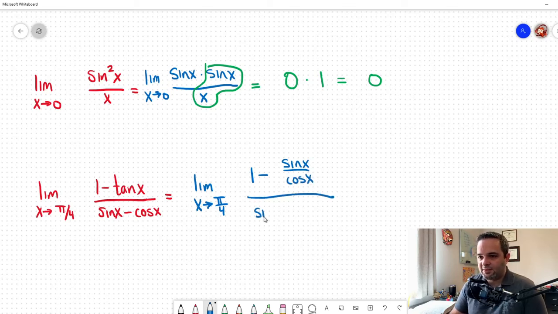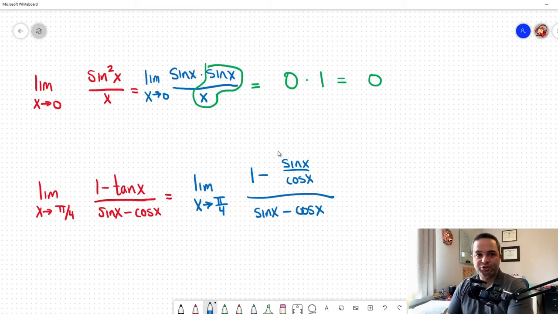And then we've got sine minus cosine. So now I have a fraction within a fraction. It looks messier than what it had before. Messy is good, that gives us more things to work with. However, it's a little bit simpler because now I don't have 3 different trig functions. I'm now down to just 2 different trig functions, sine and cosine.